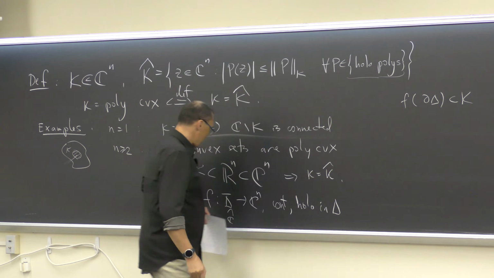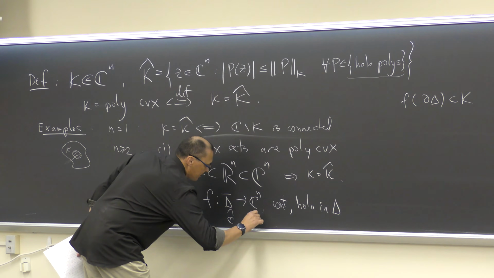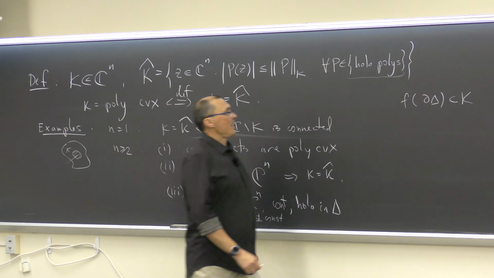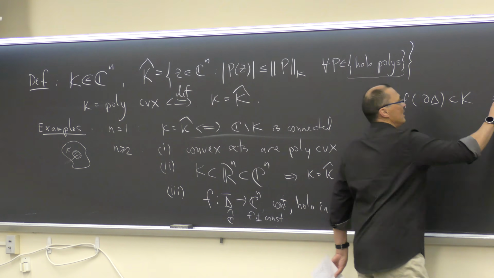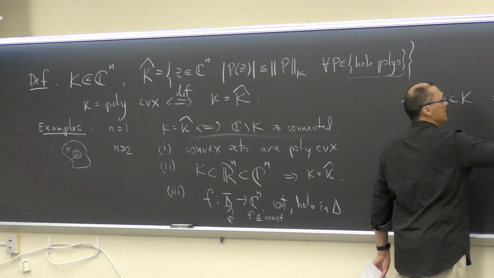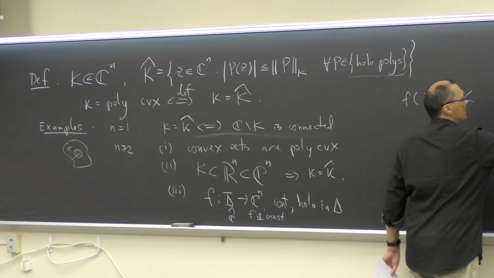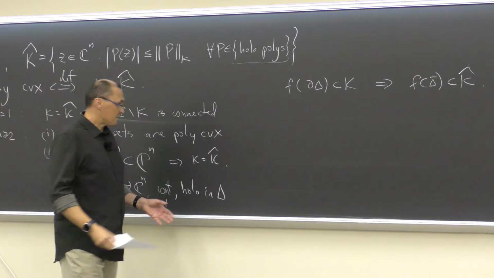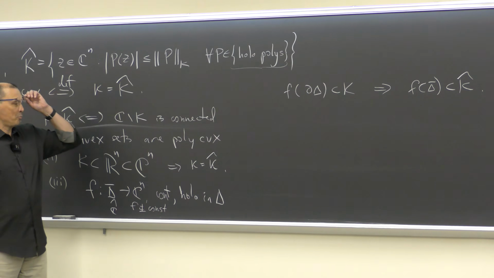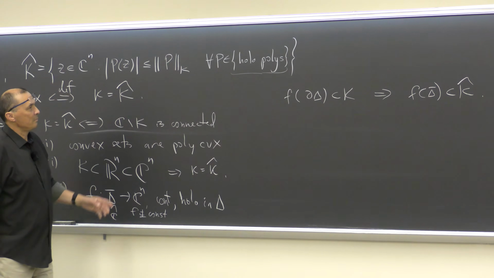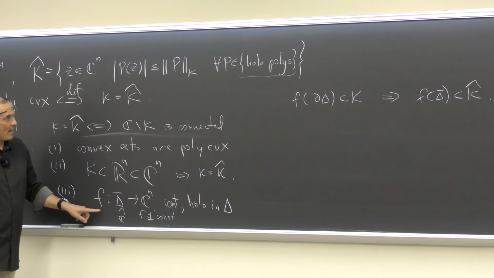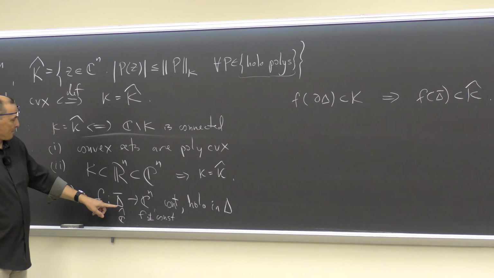Then this is what we would say. And let's say F is not constant. Then the disk is in the polynomially convex hull. And that's immediate from the maximum principle. If you take a polynomial, compose it with this map, then you have a map in the disk.